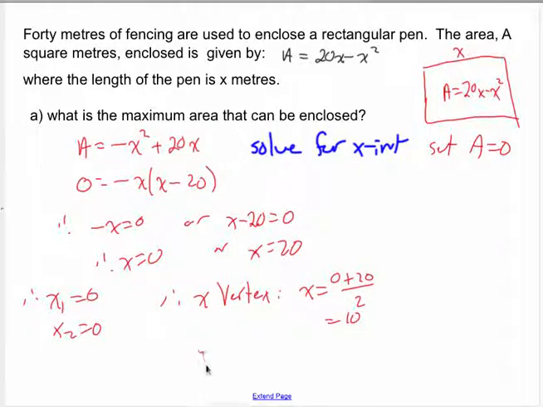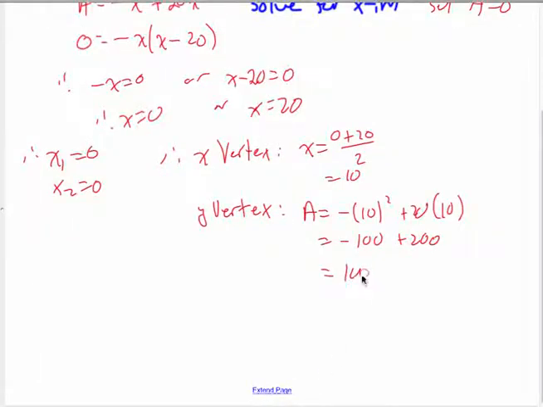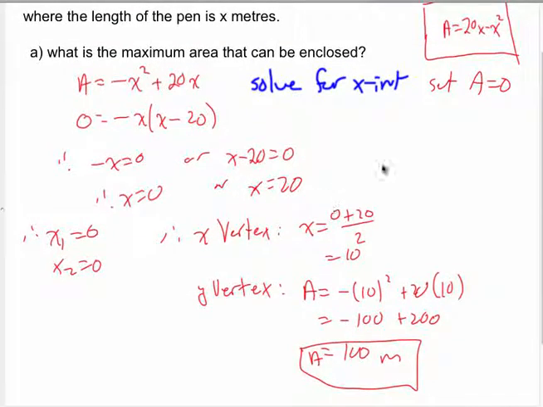Okay, now the thing that I'm actually looking for in terms of the question is the y part of the vertex, which would be substituting 10 back into the equation. So negative 10 squared plus 20 times 10, that's equal to negative 100 plus 200, which equals 100, and that is our maximum area. That's our maximum area, 100 square meters. We did that by finding the coordinates of the vertex. So x is 10, max area is 100, so our parabola looks something like that. And that's our vertex.